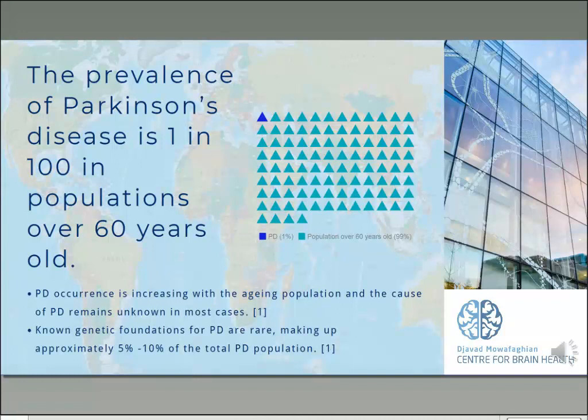So Parkinson's is the second most common neurodegenerative disorder. The prevalence of Parkinson's disease is 1 in 100 in populations over 60 years old. That means that an estimated 7 to 10 million people suffer from Parkinson's worldwide, but the number of people with Parkinson's is growing with the aging population, men being 1.5 times more likely to have Parkinson's than women. Known genetic foundations for PD are rare, causing approximately 5 to 10% of cases in the global population. Identified mutations include the LRRK2, PARK7, and synuclein alpha genes, which are some examples that precipitate familial Parkinson's.